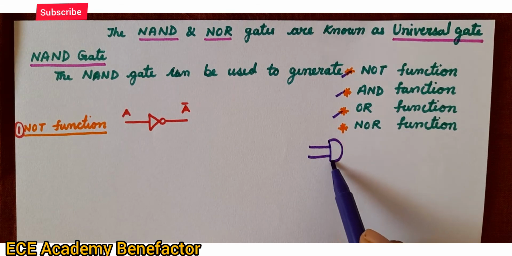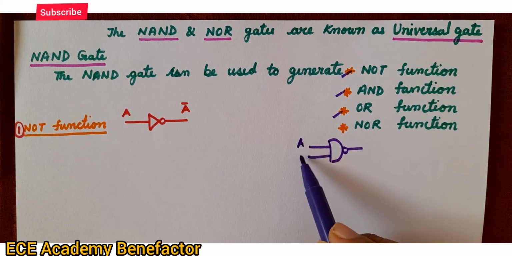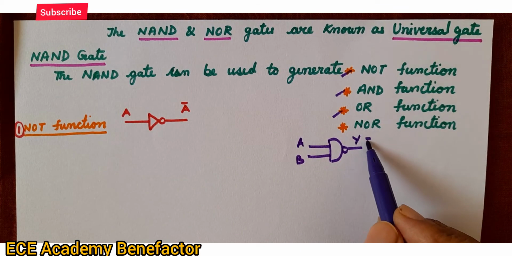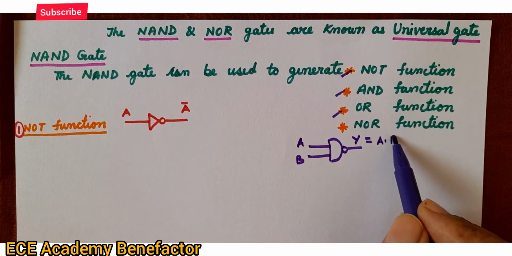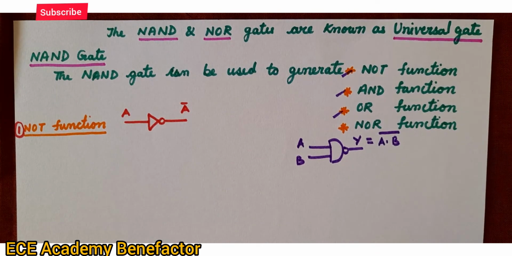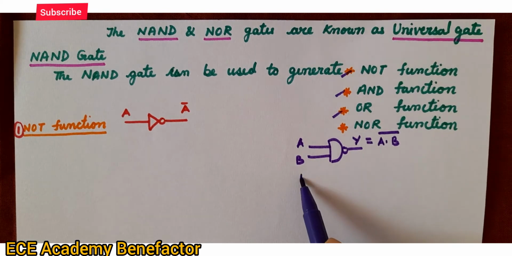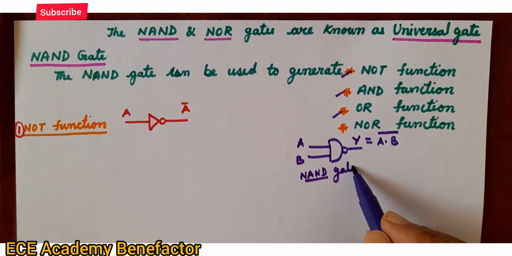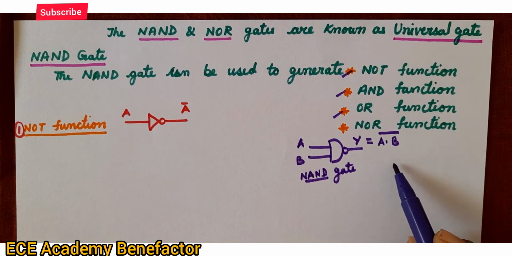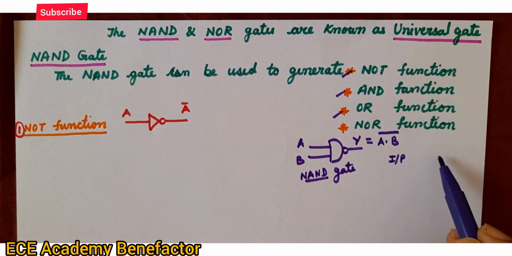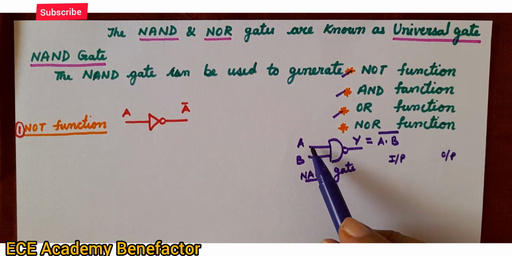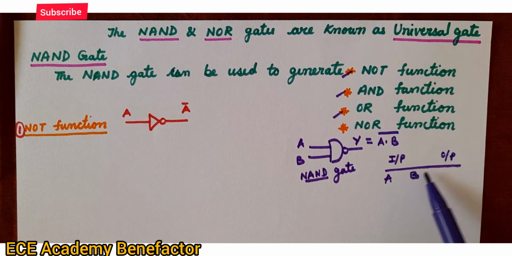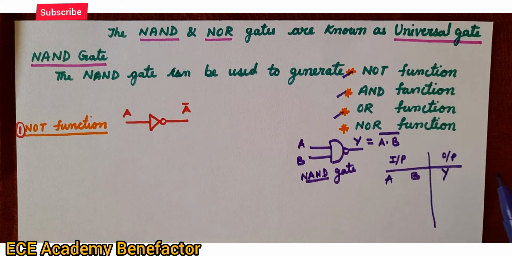This is a NAND gate symbol having the inputs A and B, output is variable Y. The expression for NAND gate is A dot B the whole bar. This is the expression for the NAND gate. Coming to the truth table of NAND gate, input and output. This is a 2-input NAND gate. So the inputs, let us take the inputs as A and B and the output variable as Y.